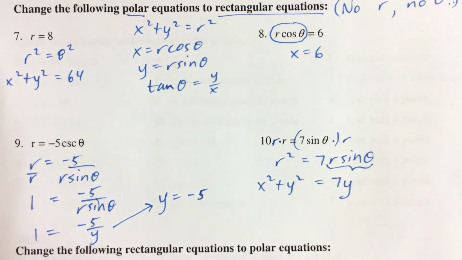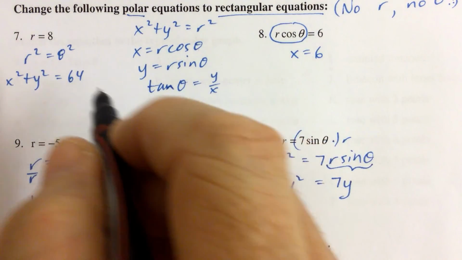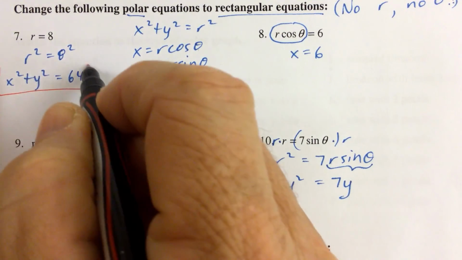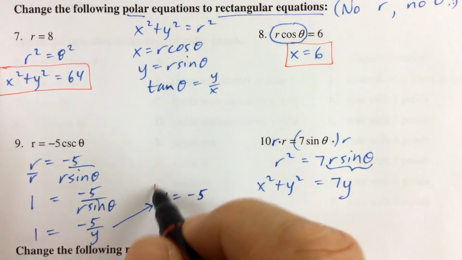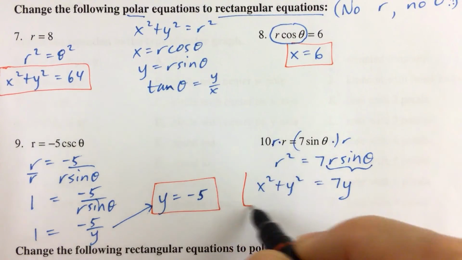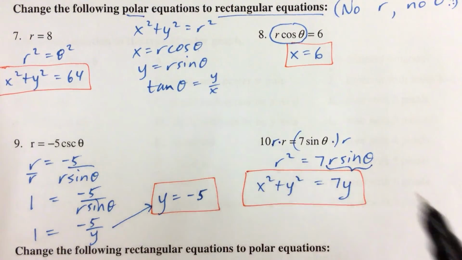So let's go ahead and box all our answers here. We have x squared plus y squared equals 64. We have x equals 6, y equals negative 5, and then x squared plus y squared equals 7y.